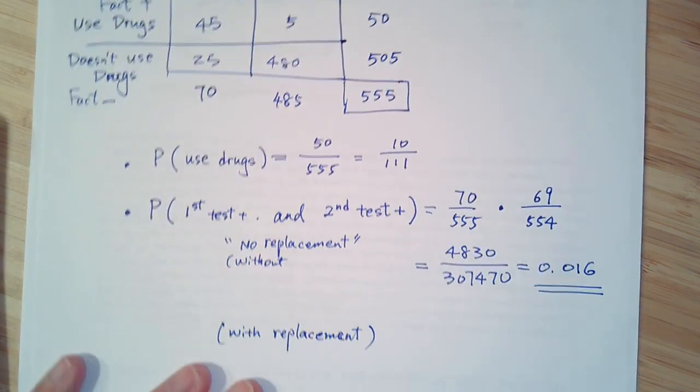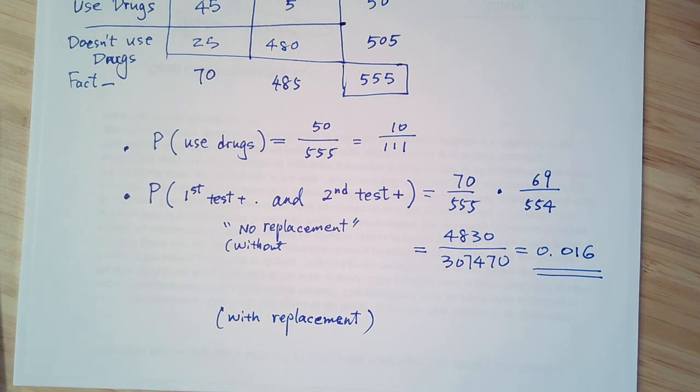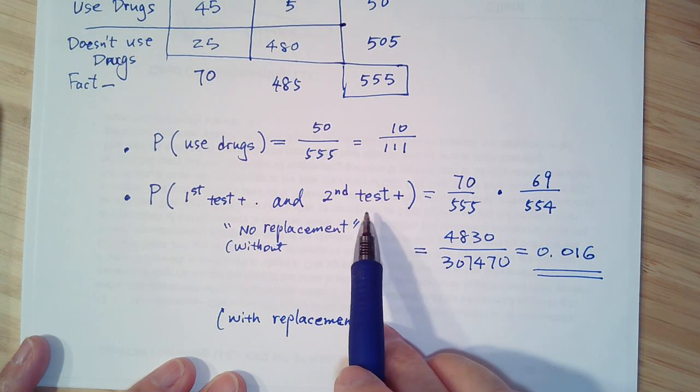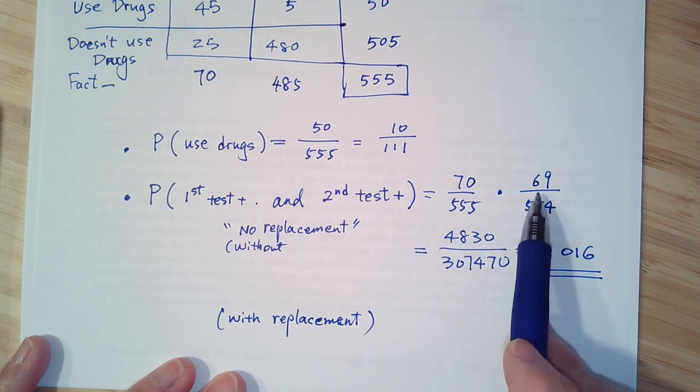You find the first person who is positive, just put him aside, and then you go back to find what is the chance, or what is the probability that you find the second person tested positive. See, you minus 1 because that person gets put out.